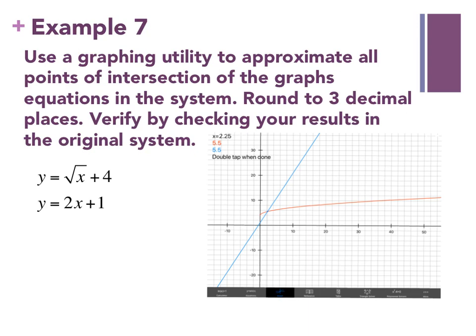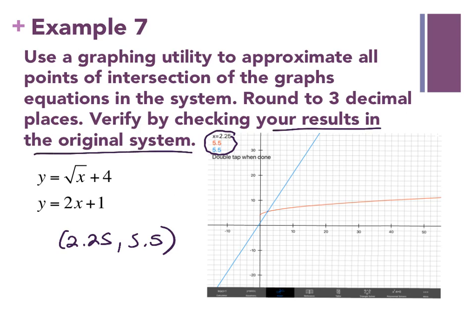And then we double tap the home screen, and it gives us the option to find the intersections, and it brings you directly to it. So up in this corner, it's telling you that the x for both is 2.25, and the y for both is 5.5. So that's going to be your intersection. When it says check your results in the original system, it means take them and plug them in here. So check to make sure they would both work.